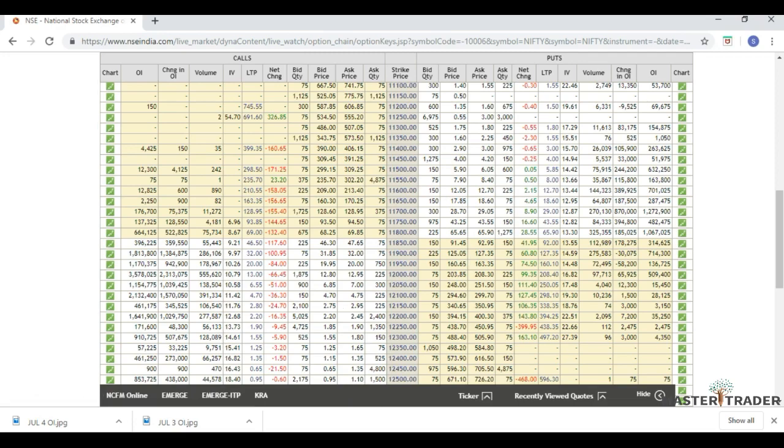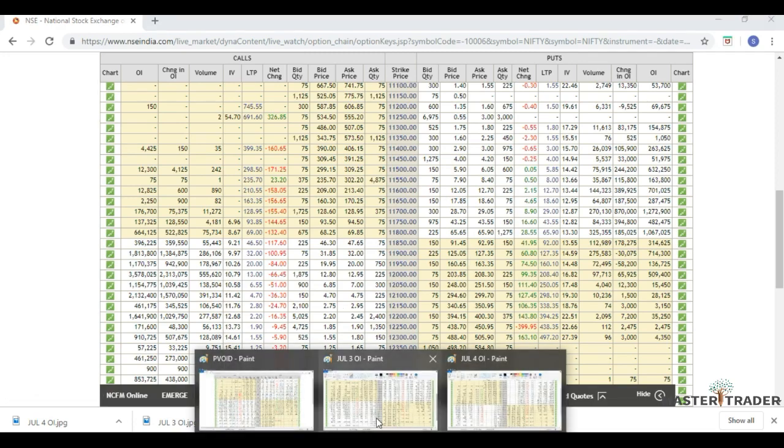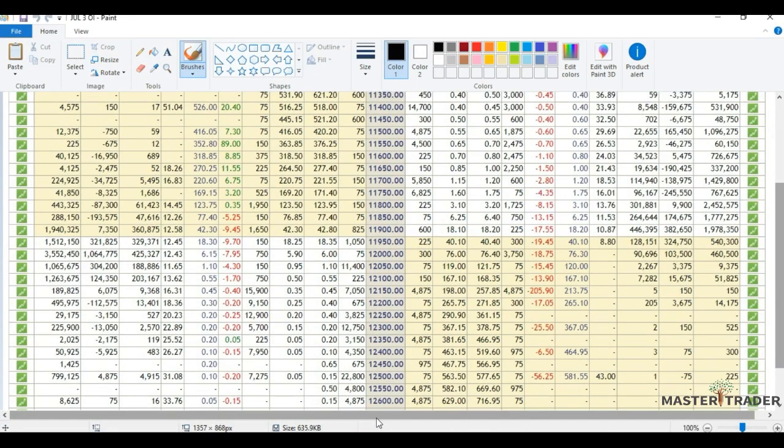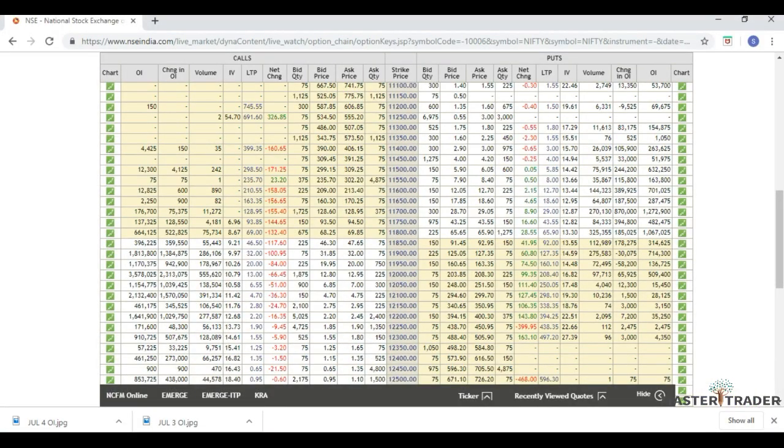Okay, so let's begin, and let's try to understand what this data really tells us. First thing we need to look at is on the left side you will see all the calls, all the call data, and on the right side you will see the put data. So this option chain analysis is just a breakup of what is happening on the call side and what is happening on the put side. And we just need to interpret that data.